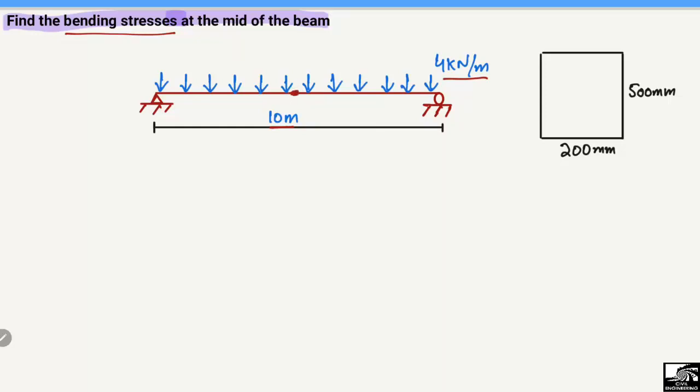We can see that it is 5 meter from this point. Because the total length is 10 meter, so the mid of the beam means we will find out the stresses at the 5 meter from the left end or from the right end.